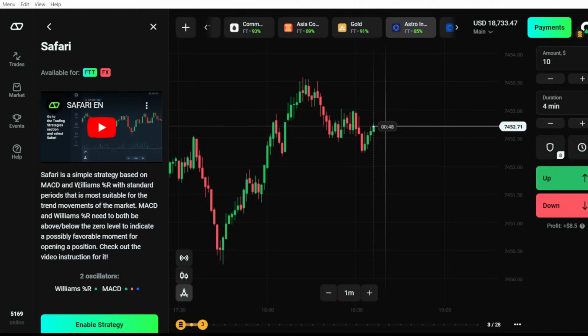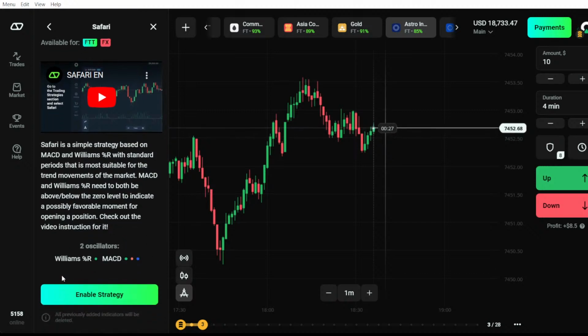Safari is a very simple strategy based on MACD and Williams percent R with standard periods, which is most suitable for the trend movement of the market. MACD and Williams percent R both need to be above or below the zero line. I'll explain it in a bit more brief, so leave it right away. Two oscillators we are going to use in it. The first one is Williams percent R and the second one is MACD. I'll just click on enable strategy.